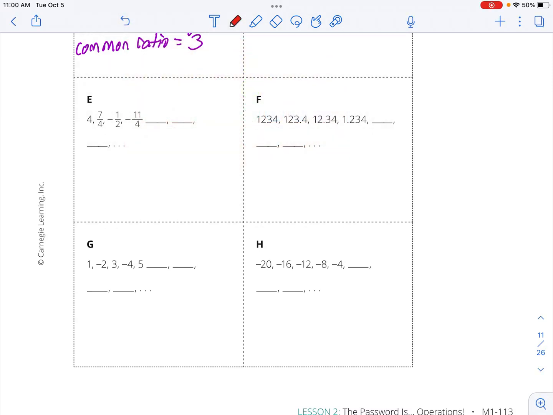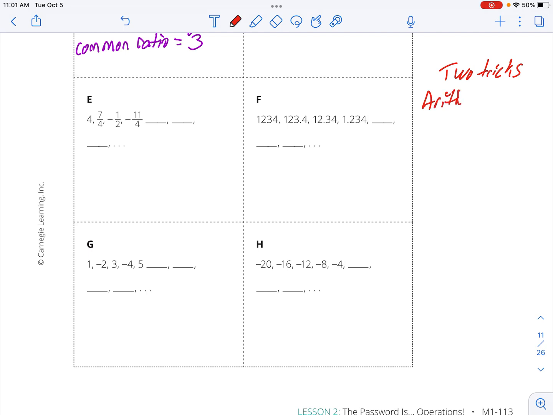Okay, letter E. Letter E is a bit of a tricky one because you're dealing with some fractions, and our fraction skills are not always very strong. On letter E, I'll give you some better ones than what we have going here. But to figure out what's going on in letter E, I have two tricks to tell you if you're not sure how to determine if it's arithmetic or geometric and what that magic number is.